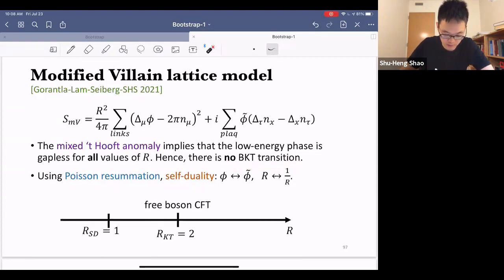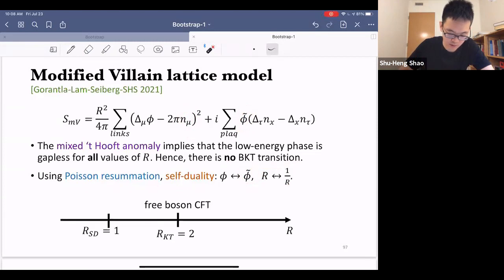What about T-duality? You can use the Poisson resummation applied to this integer gauge field, and with two lines of algebra, you can show that you can rewrite the action in terms of the dual field phi tilde with R and 1 over R exchanged.